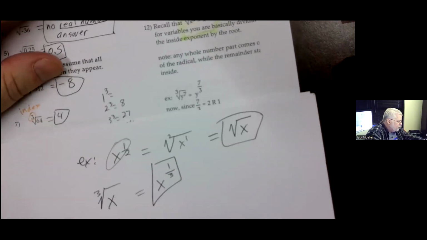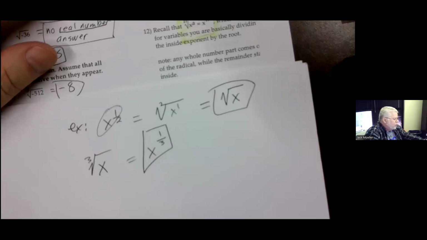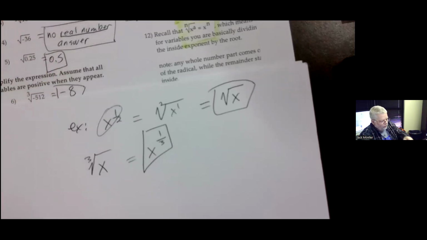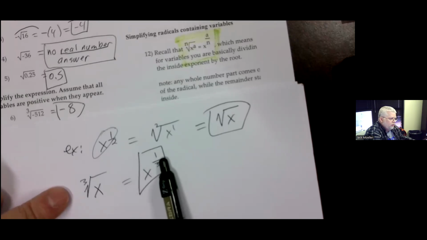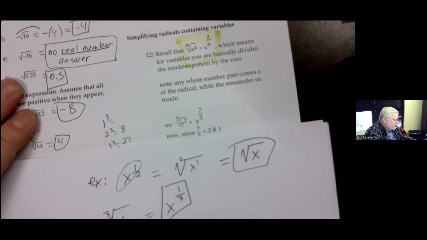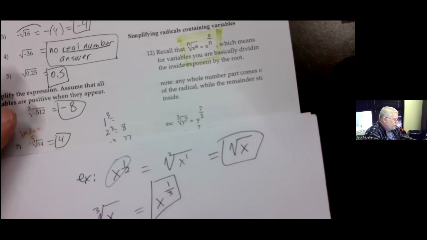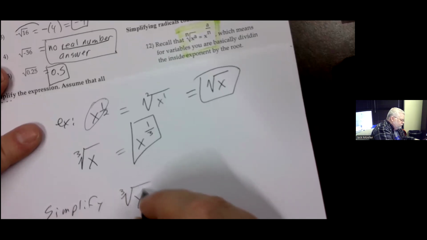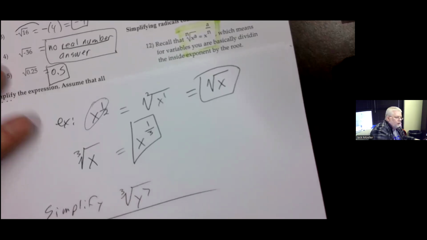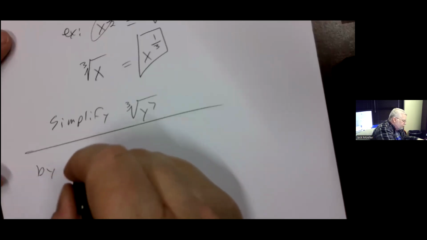All right, so one of the ways that we can use this to simplify, well, let me back up. When we're simplifying radicals, there are two ways that we can simplify by hand. One is the grouping method, and the other uses this idea here. I call that the division method, and let me show you both. Okay, so this first example, the cube root of y to the 7th.